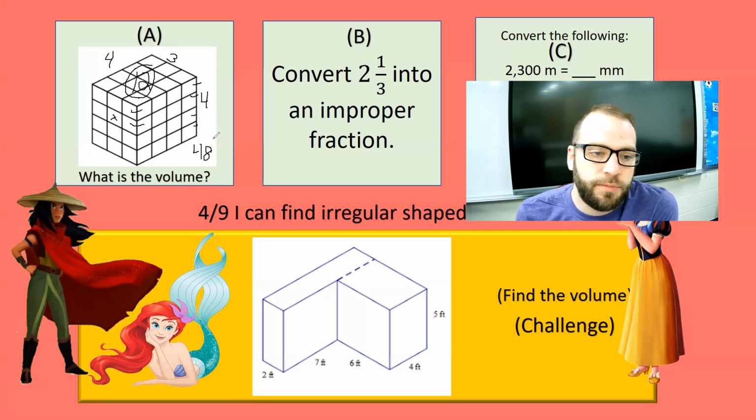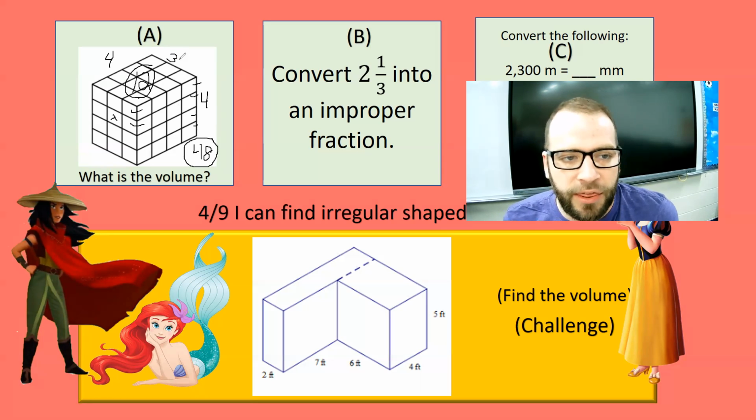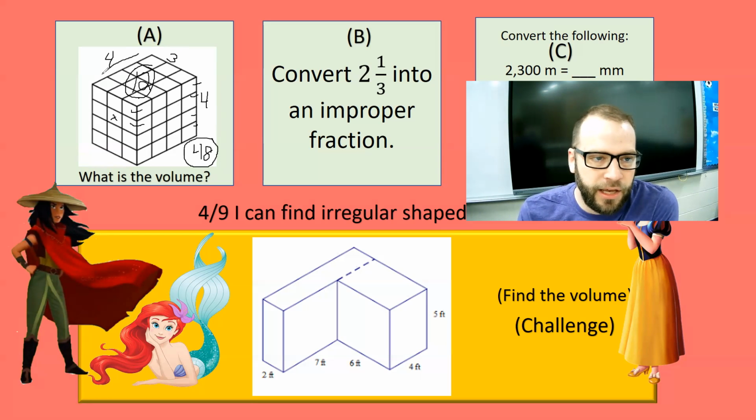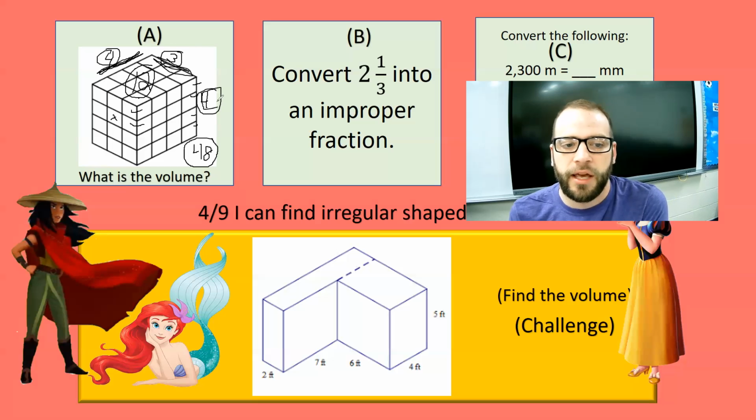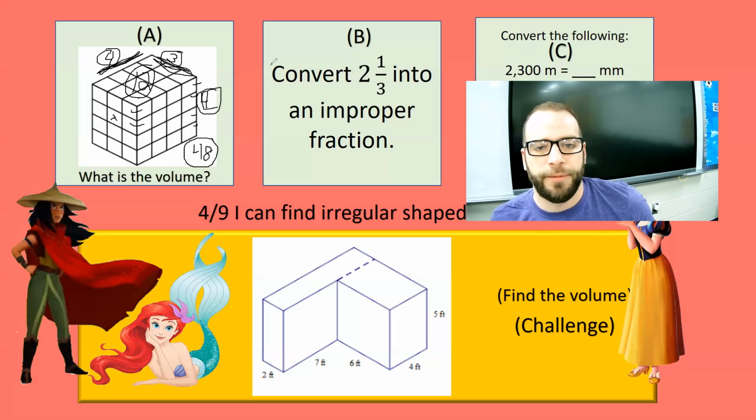A different way to explain it is by using the formula. The formula is length times width, length, which is 4, times width, which is 3, and then multiply that answer by the height. The height is 4. Length times width times height equals volume.